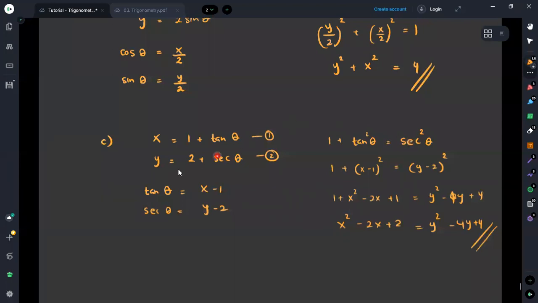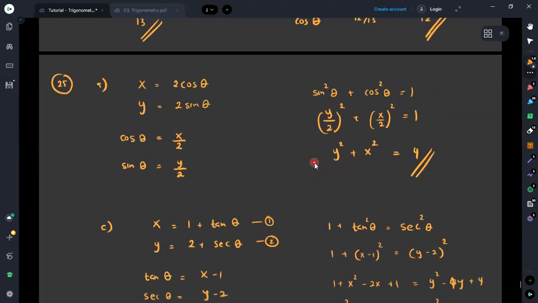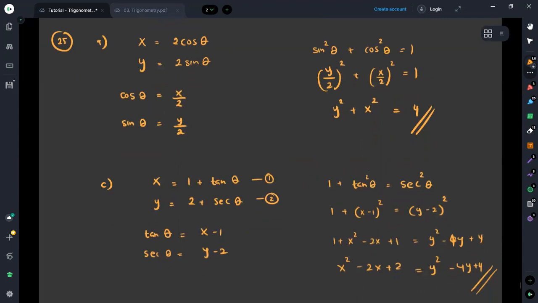The easiest way is using the Pythagorean identities. But apart from using the Pythagorean identities, we may have to use some other equations according to the situation. We have to decide what is the equation that we are going to use here.